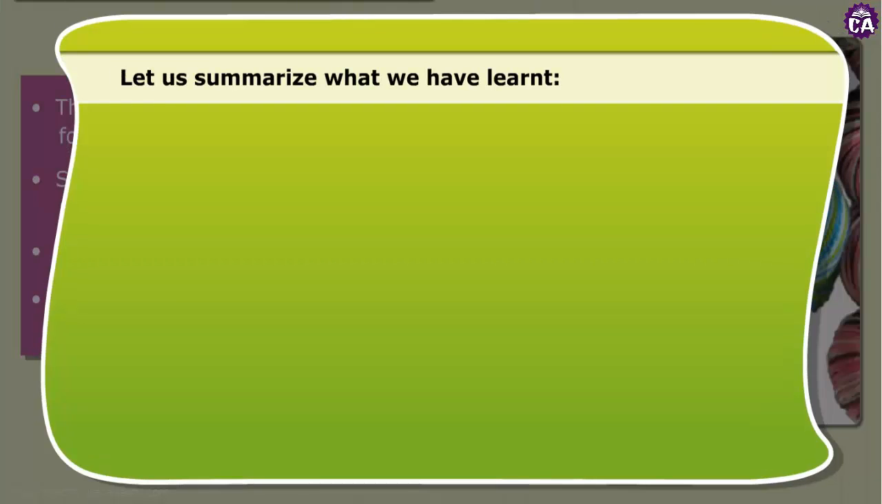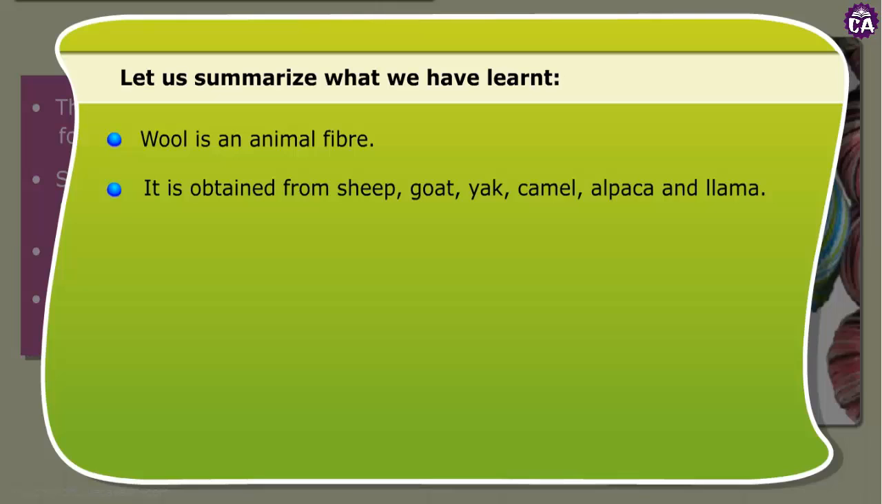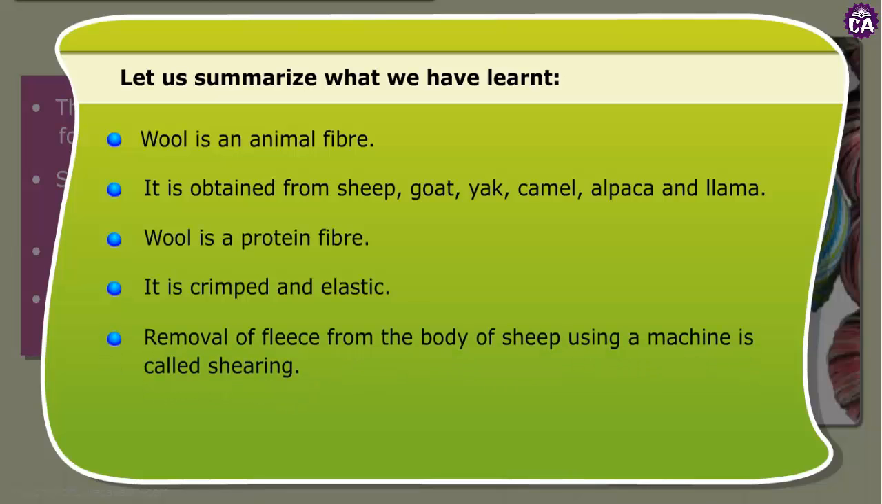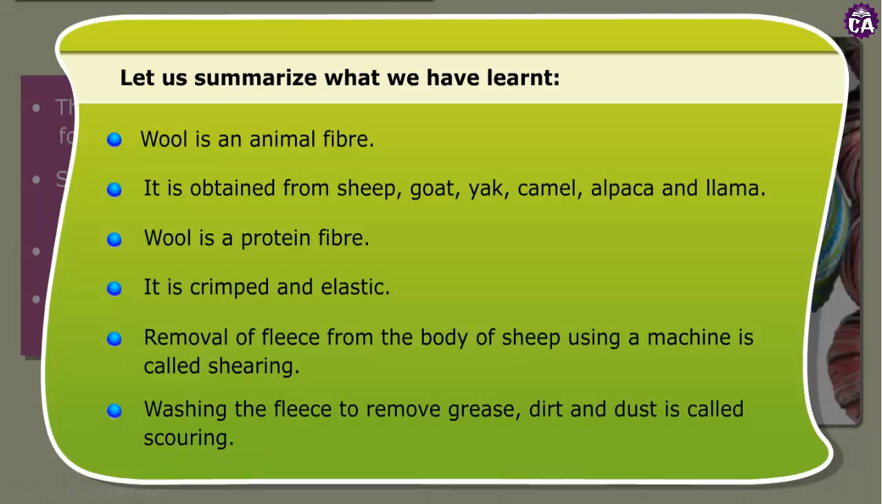Let us summarize what we have learned. Wool is an animal fiber. It is obtained from sheep, goat, yak, camel, alpaca, and llama. Wool is a protein fiber. It is crimped and elastic. Removal of fleece from the body of sheep using a machine is called shearing. Washing the fleece to remove grease, dirt, and dust is called scouring.